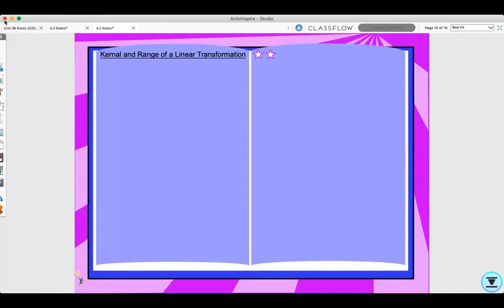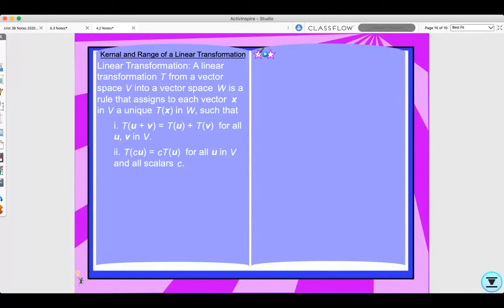Kernel and range of linear transformations. A linear transformation T from a vector space V into a vector space W is a rule that assigns to each vector x in V a unique vector T(x) in W, such that first, T of u plus v equals T of u plus T of v for all u and v in V. Second, T of c times u is the scalar c times T of u for all u in V and all scalars c.